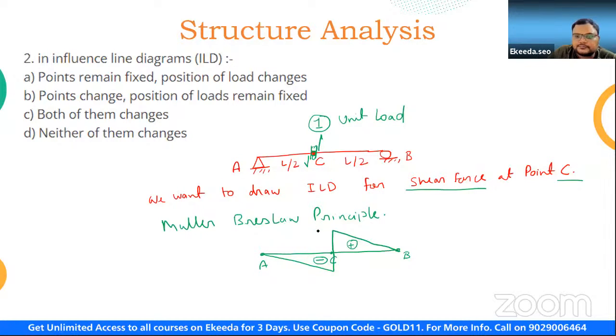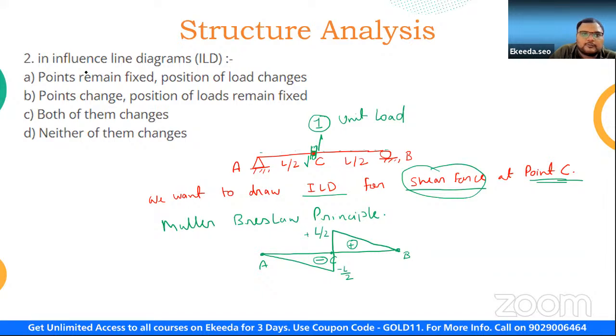Let us say here it will be plus L by 2, and here it will be minus L by 2, right? So now, what I have done is I have kept the point fixed, but in this case my load is changing, right? The shear force is traveling from here till here. So once we keep the point fixed and the load changes, the diagram that we draw is known as the influence line diagram, right?